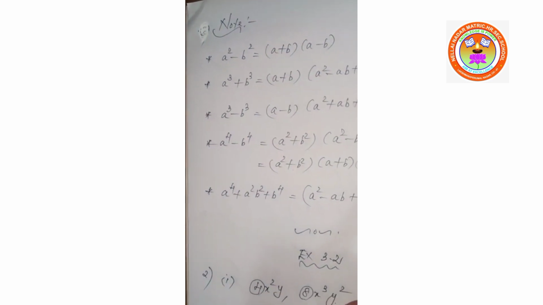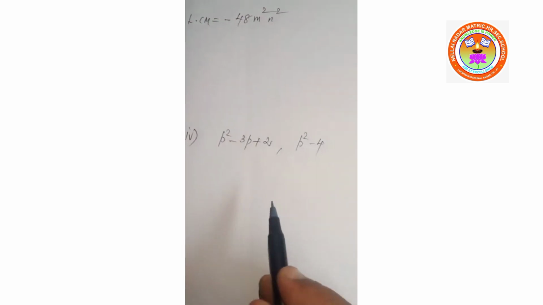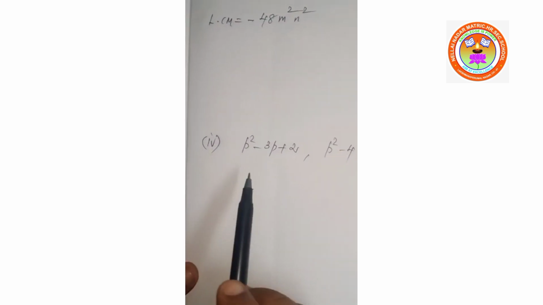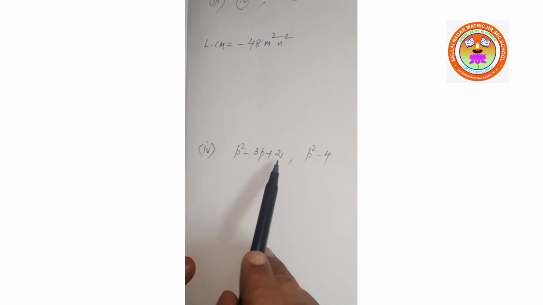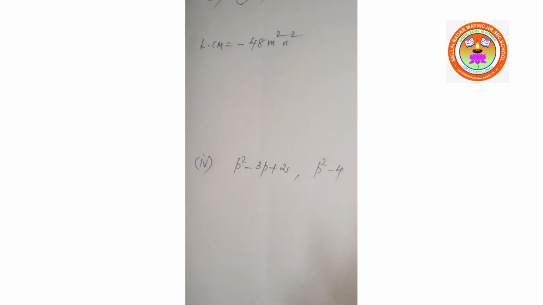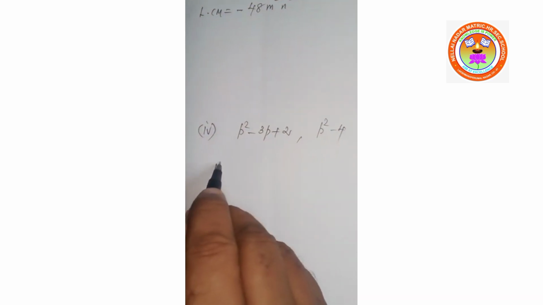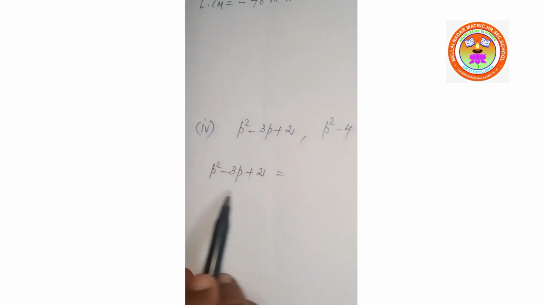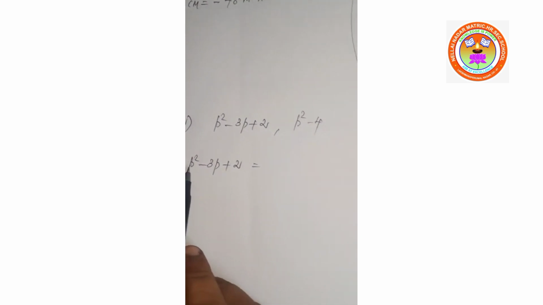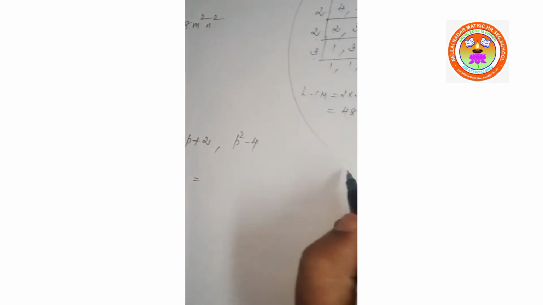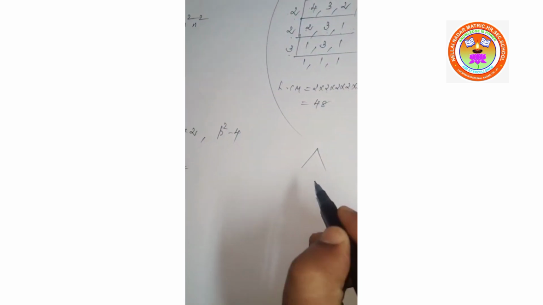Before applying the identities, first we can take a common term. P square minus 3p plus 2, nothing common. P square minus 4, nothing common. So what to do, sir? Write p square minus 3p plus 2 first. It is a quadratic expression, correct? Because the degree of the polynomial is 2. If it is a quadratic expression, you have to go for factorization. Already learnt in 9th standard.